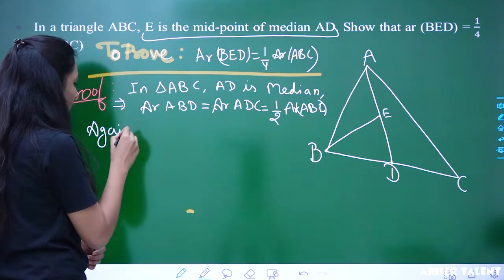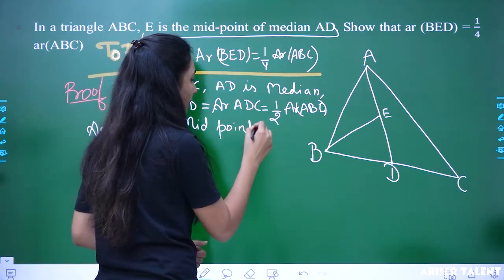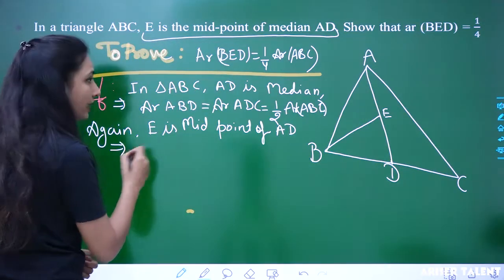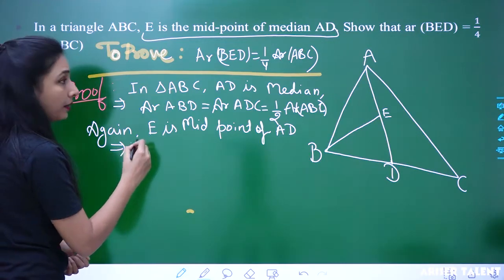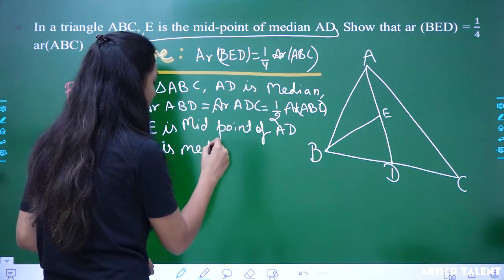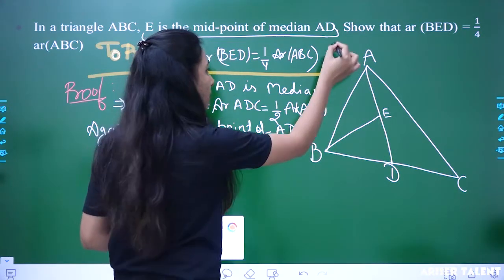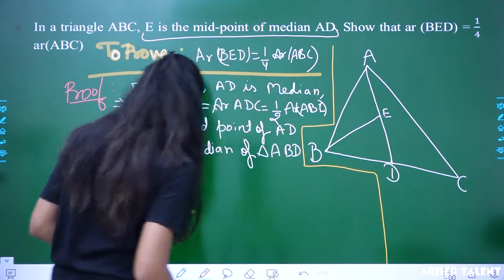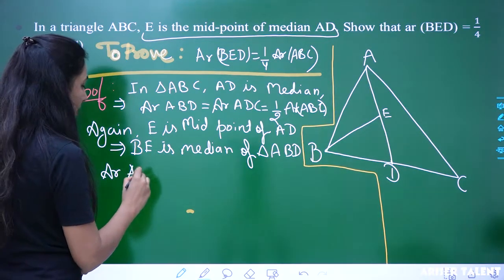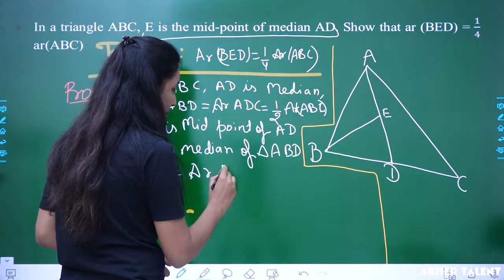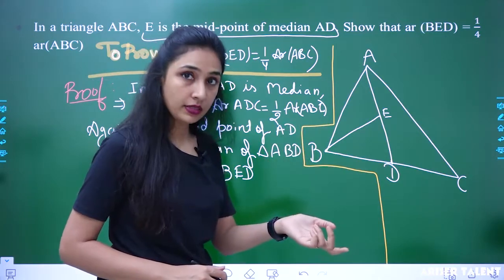Again, E is midpoint of AD. This implies that if this is a midpoint and it's joining the vertices, that means this is BE. BE is the median of this ABD triangle. Okay. BE is median of triangle ABD. Okay. Now, if that's so, that means area ABE is equal to area BED.